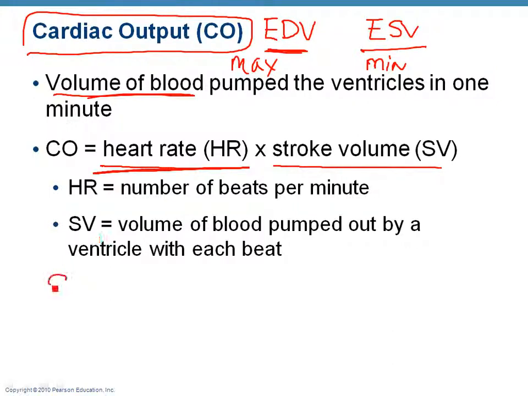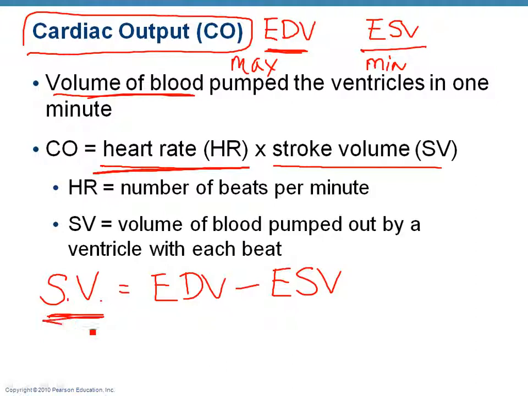Okay? And then how would we calculate this stroke volume? It would actually be your EDV, or the maximum amount of blood in your ventricles after the atria have contracted and have squeezed that blood down into the ventricles. That's the maximum volume, minus your end systolic volume in the ventricles. So how much blood was left over after the ventricles squeezed as much out as they could up into the aorta and the pulmonary trunk. This is called your stroke volume. Okay?